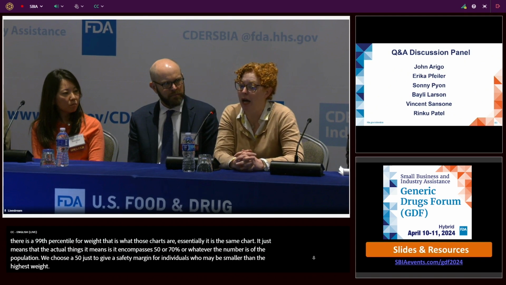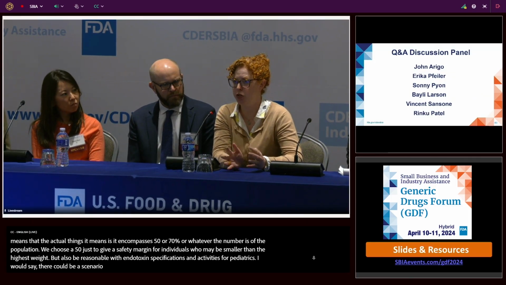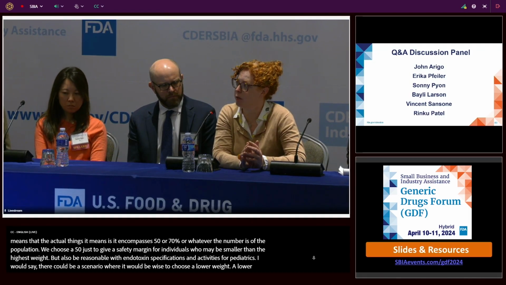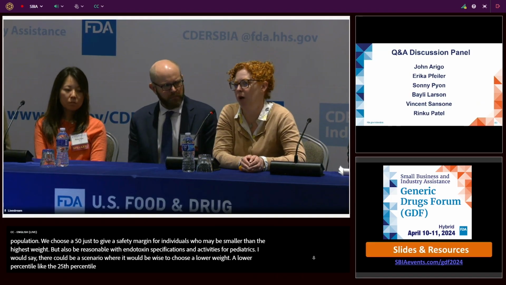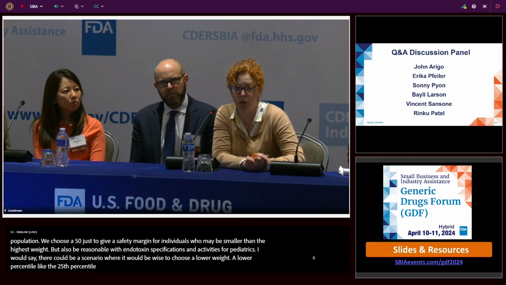Now, I would say there could be a scenario where it would be wise to choose a lower weight, to choose a lower percentile, something like the 25th percentile, depending on the patient population that you're talking about. So if you've got a patient population that's very dramatically underweight, you may want to go lower with the weight that you choose for those calculations.